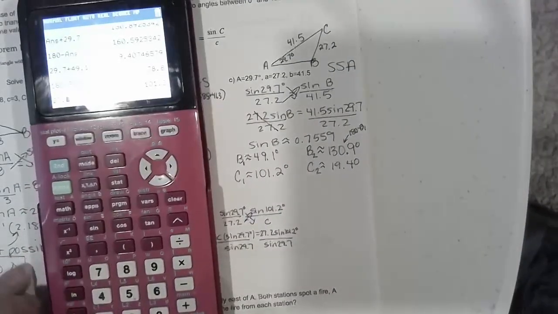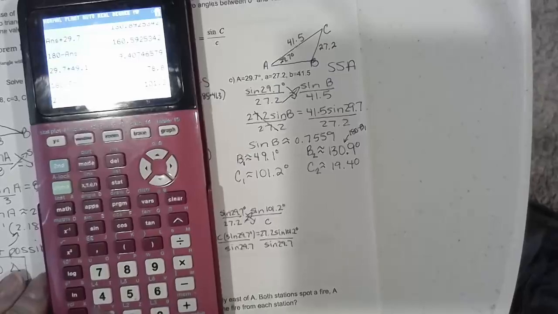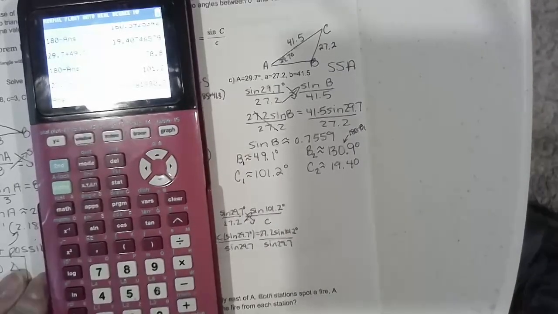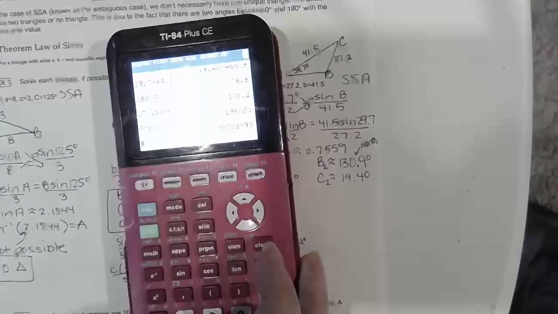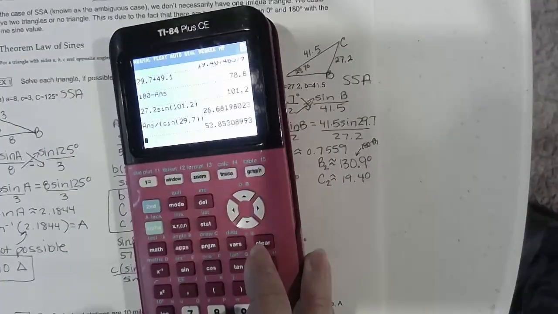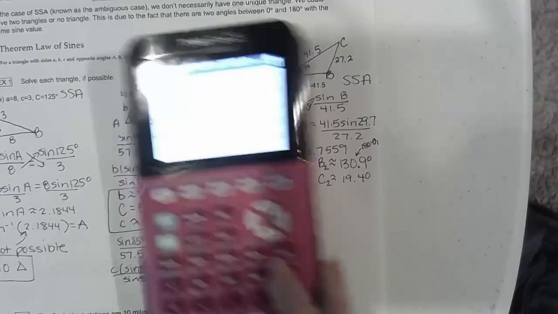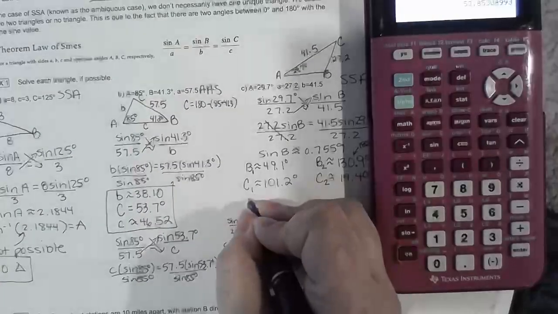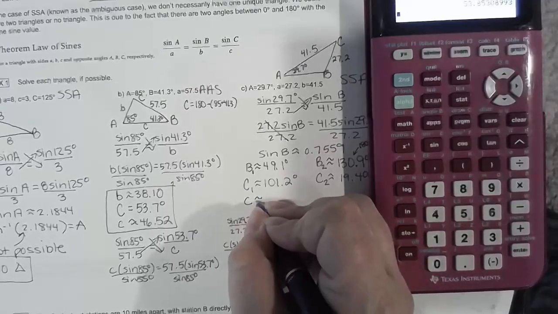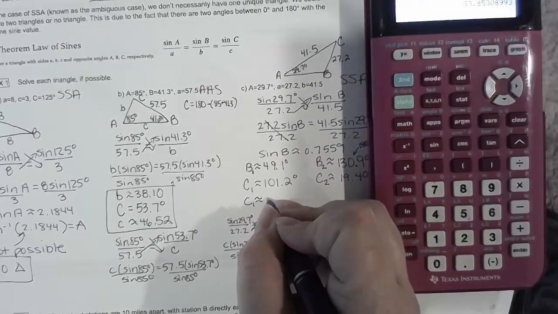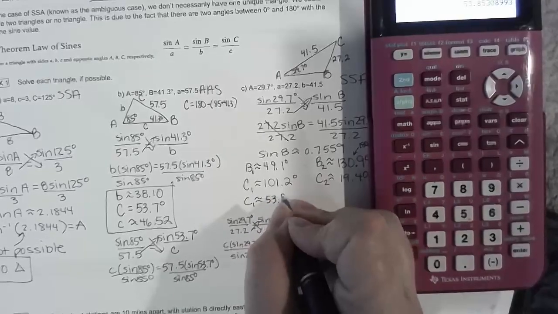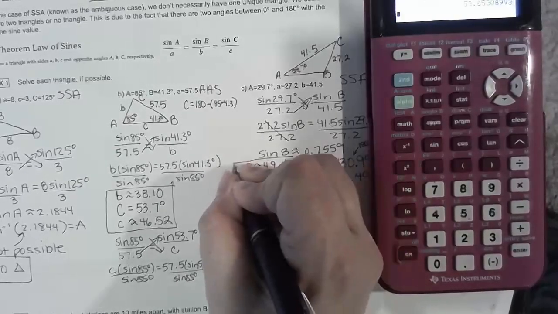So 27.2 times the sine of 101.2. And then divide that result by the sine of 29.7. And that gives me 53.85. Can't really see it on the video there. There you go. 53.85 when I round to the nearest hundredth. So side C1 is approximately 53.85. So this is triangle 1.